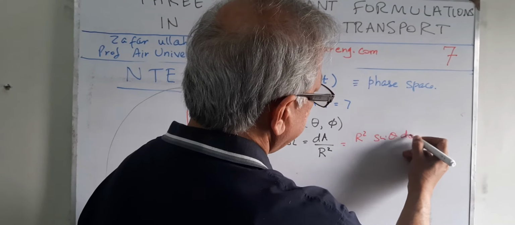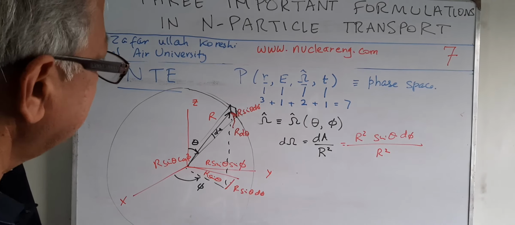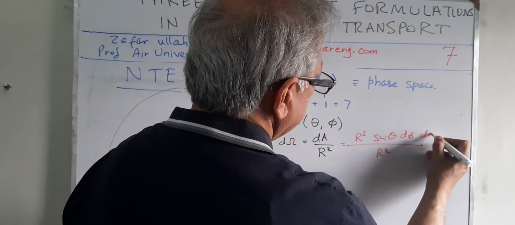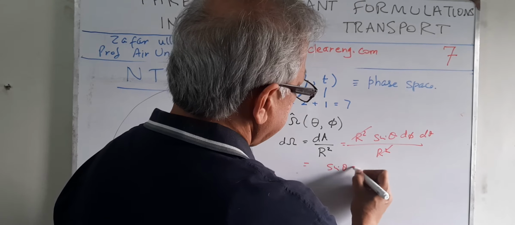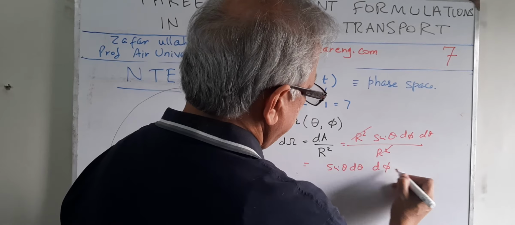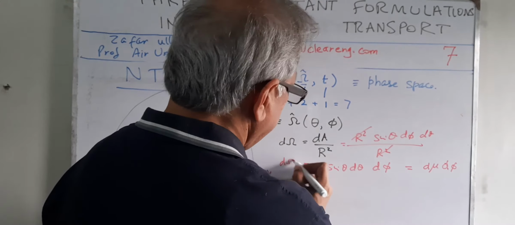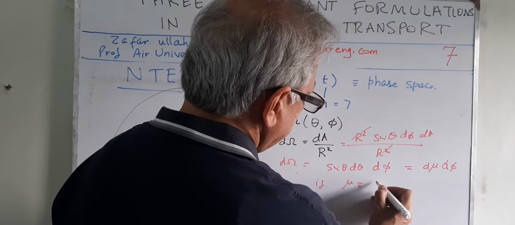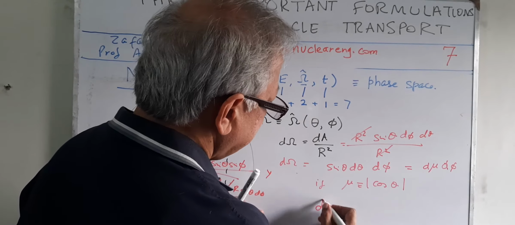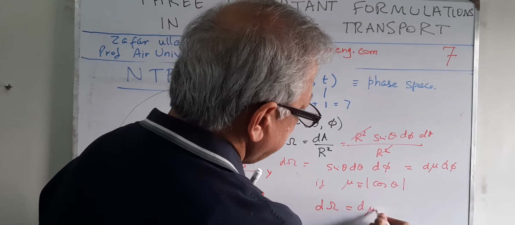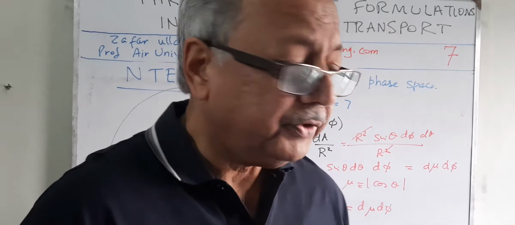So we have r squared sine theta d theta d phi divided by r squared over here. So these cancel out, and this becomes sine theta d theta times d phi. I can write this as d mu times d phi if mu is defined to be cosine of theta. So here's my definition of solid angle: d omega is d mu times d phi. Okay, so this is how things are moving.